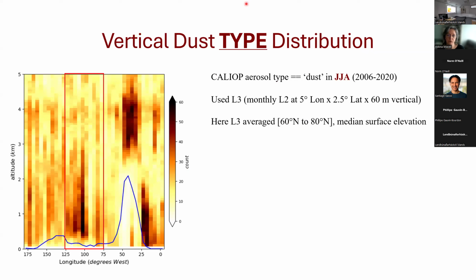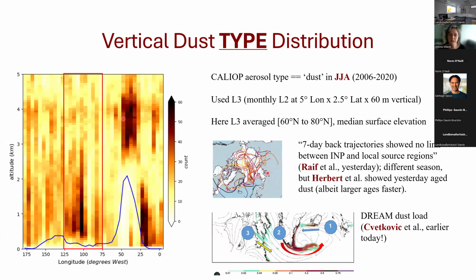The other thing we did was look at vertical dust type distribution from Calypso. So this is Calliope aerosol type equals dust, counted as occurring in June, July, August, all the available data at the time of analysis. We took their L3 data and averaged it between 60 and 80 north, which is a huge swath. This shows median elevation in that average, and this shows the longitude range of what we're calling the Canadian Arctic dust belt as well. There's some evidence of homogenized dust above the Arctic, east of Greenland and above the ice sheets, which we could talk about.